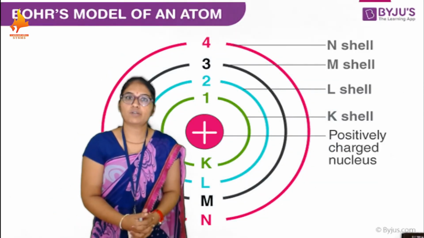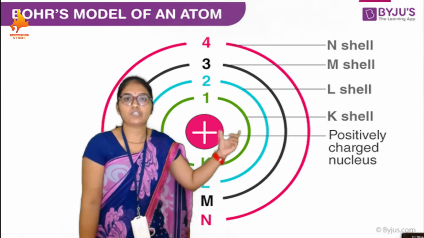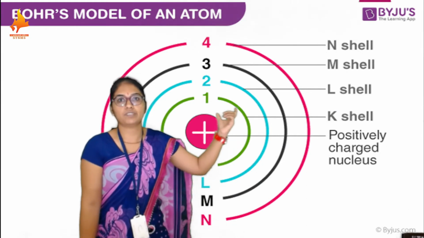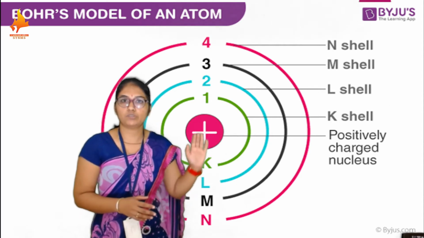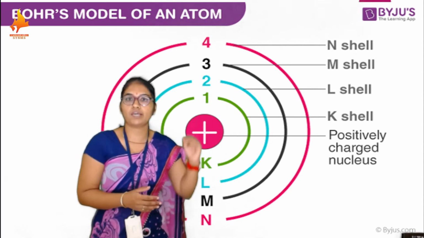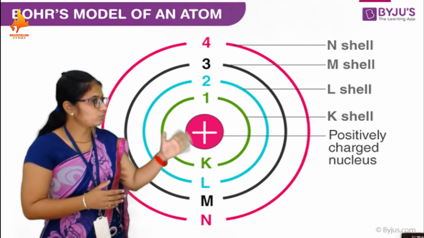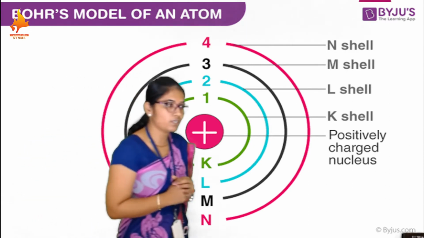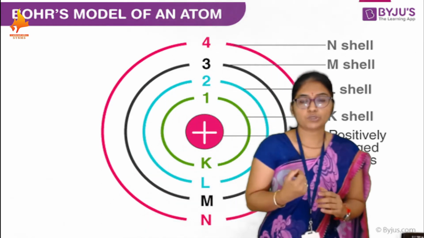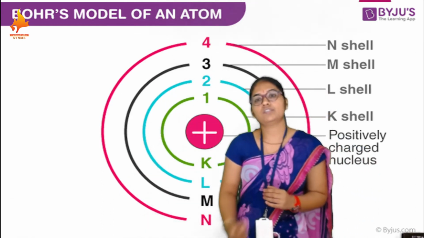Now Bohr's model explains the different shells, these orbits, and their capacity also. He has given the serial numbers 1, 2, 3, 4 and named them K, L, M and N. Now how is the capacity of a shell determined? He has given one formula, that is 2n square, where small n is the number of the shell.